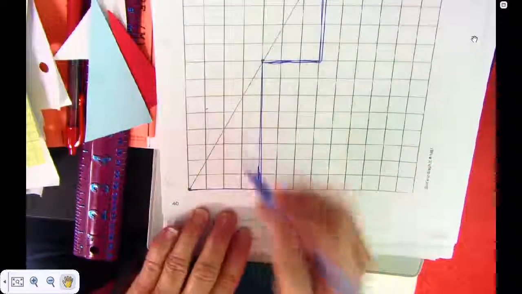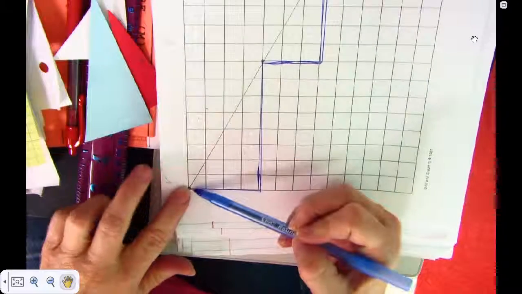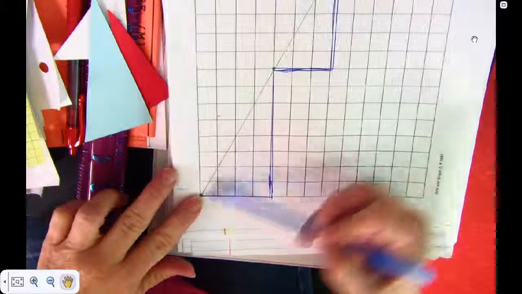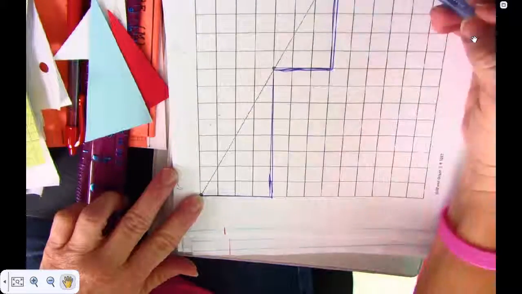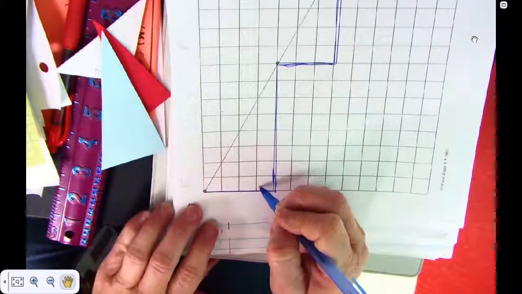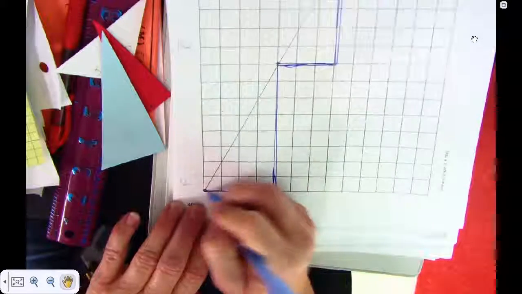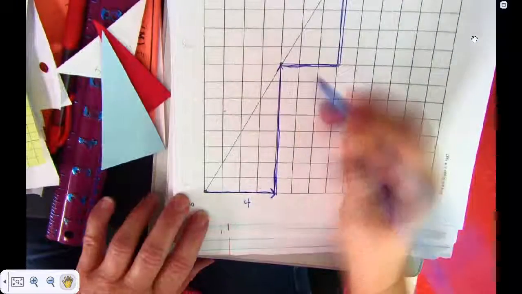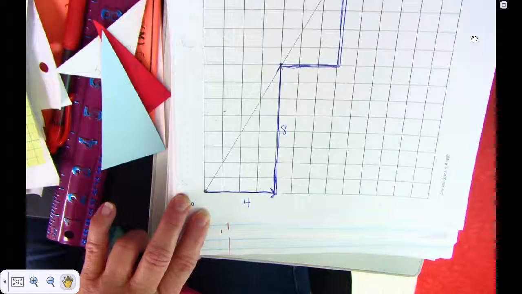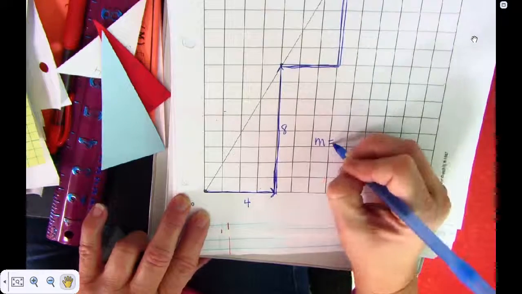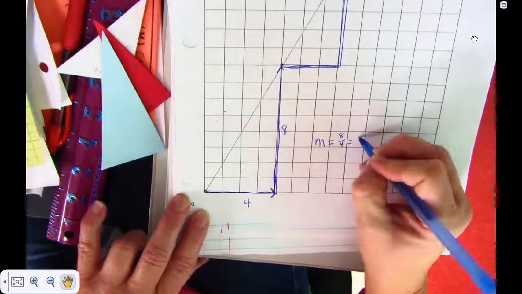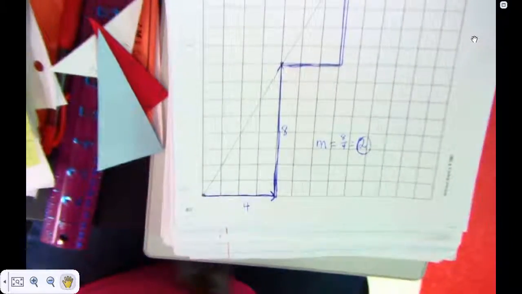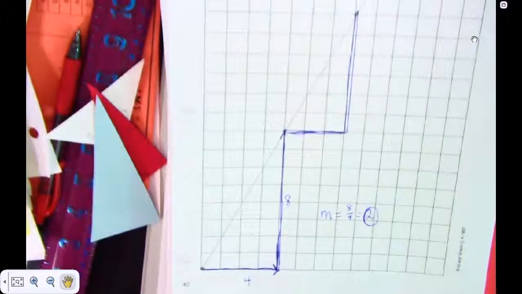Now, let's take the blue, and we're going to find the slope of the blue. The number. Guys, what do we know the slope is? Positive, right? So I'm going to get the slope of the blue. It goes over how many? 4. It goes up how many? 8. So the slope is 8 over 4, which equals 2. Good deal.